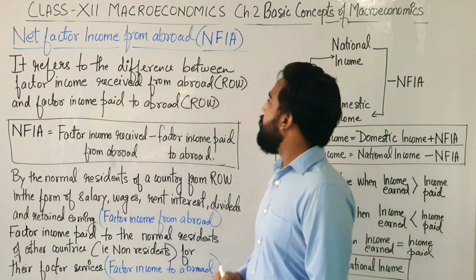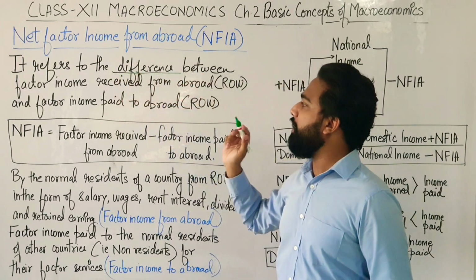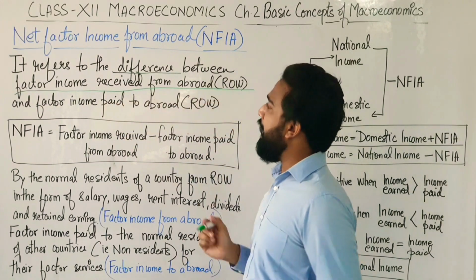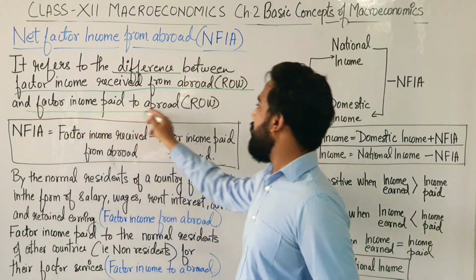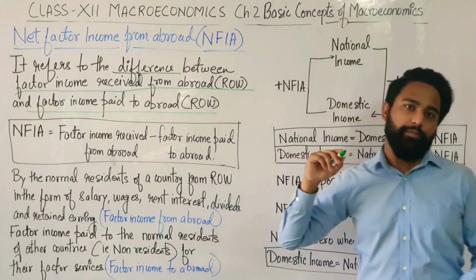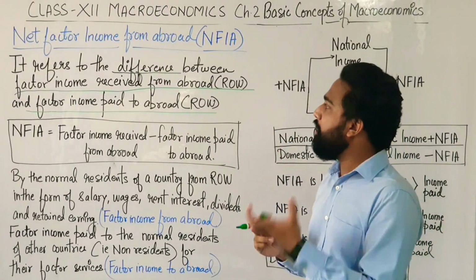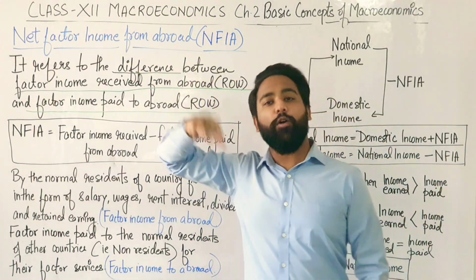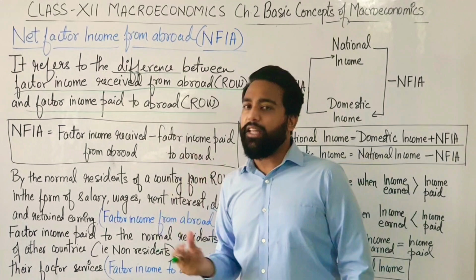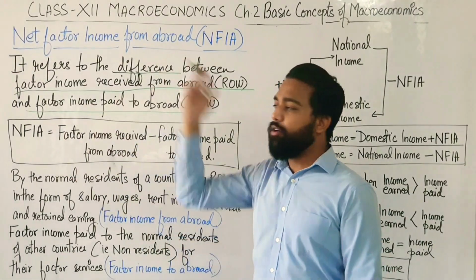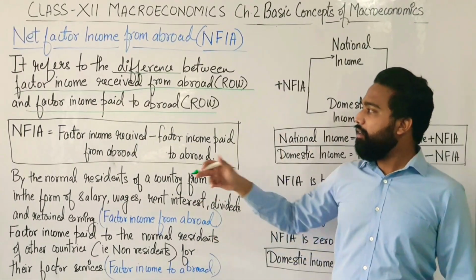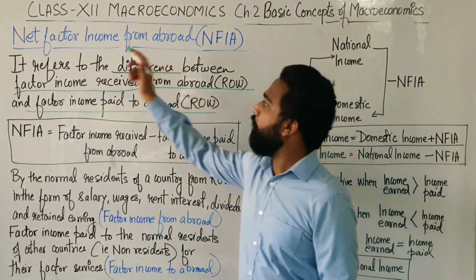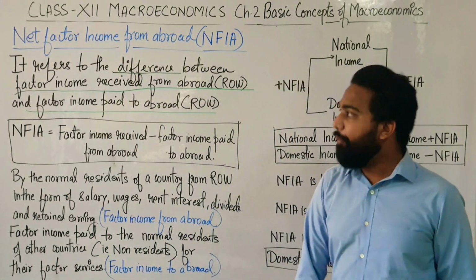It refers to the difference between whom? Factor income received from abroad and factor income paid to abroad. The factor income which is received from abroad, from the rest of the world, from outside the country. If the factor income is being received from outside the country and we deduct the factor income which we paid to the other country, then it is called net factor income from abroad.